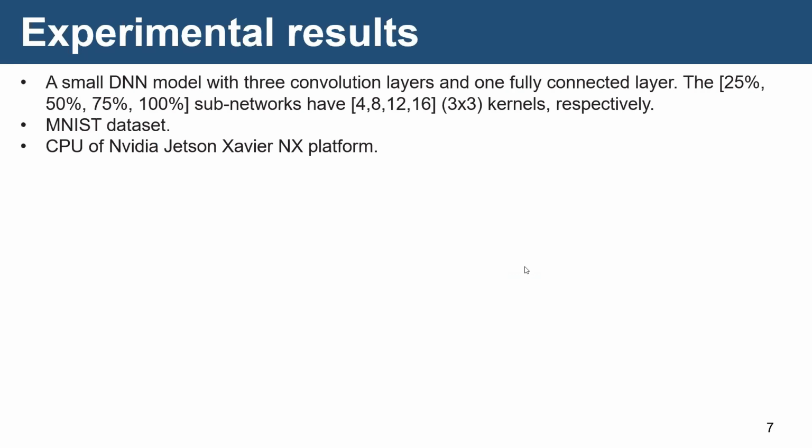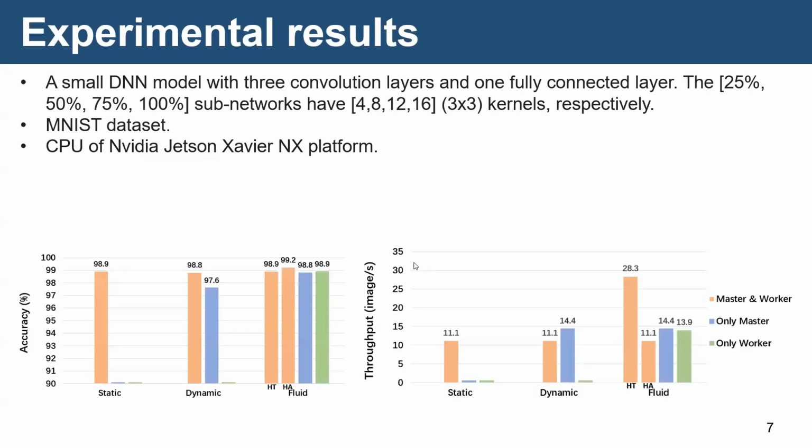We tested this idea using a small DNN model with 3 convolution layers and 1 fully connected layer. It has 4 subnetworks. We tested the accuracy on the MNIST dataset, and we tested the throughput on the CPU of a NVIDIA Jetson platform. So here's the accuracy and throughput result. First, you can see that static DNN fails when any device fails. So here we can only report the model accuracy and throughput when both master and worker devices are online.